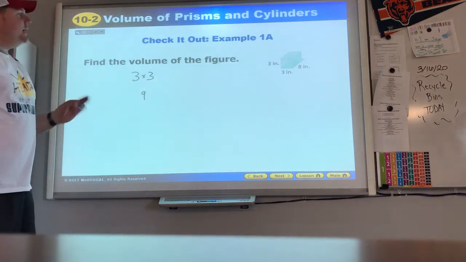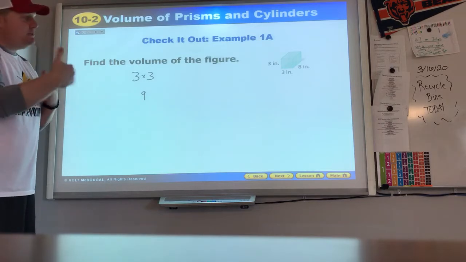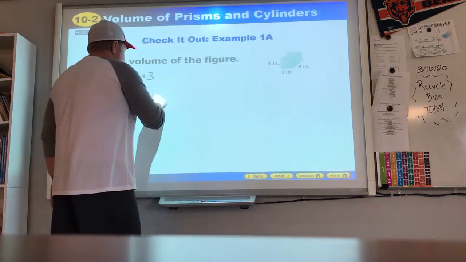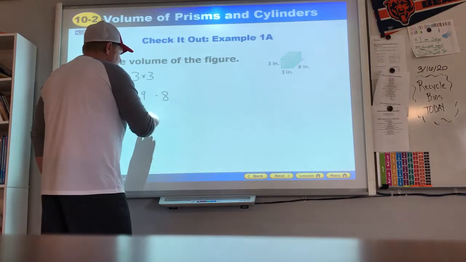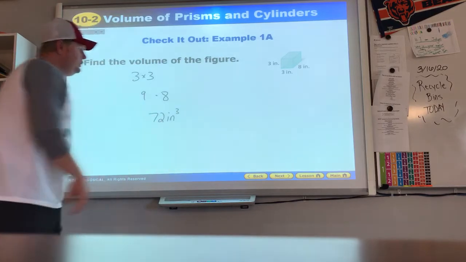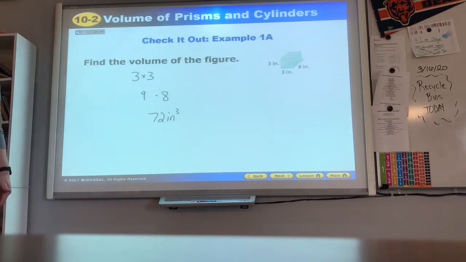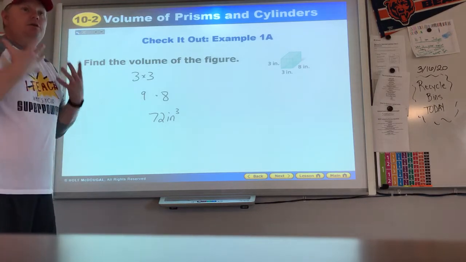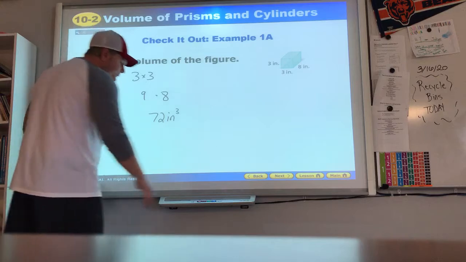Okay? Now I need to find the height, or that distance between the bases. From one square to the other, it's 8 inches. So I multiply that by 8, and I get 72 inches cubed. Okay? The most important part is finding which ones are the bases. Then you find the area for those, then you move on.